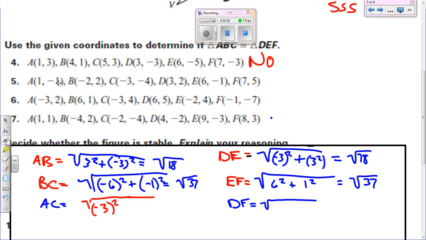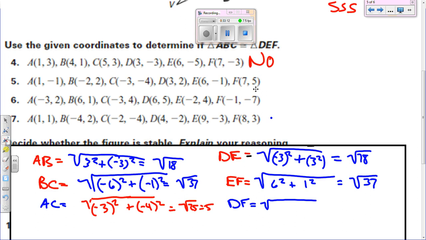Then negative 3 minus 1 gives me negative 4 squared. So it gives me the square root of 25, which is 5.